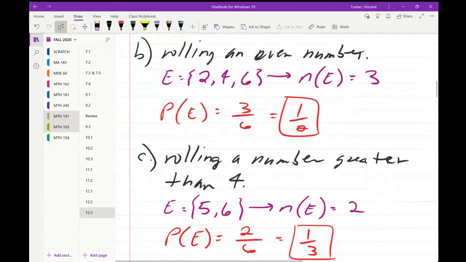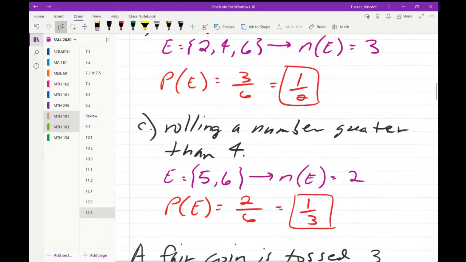Next, the probability of rolling a number greater than 4. There are two numbers that are greater than 4 that's in our sample space, which is 5 and 6. So 2 over 6 will reduce down to 1/3. Any questions on that first example?